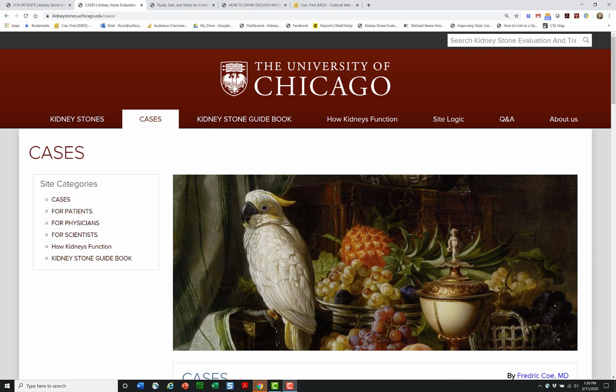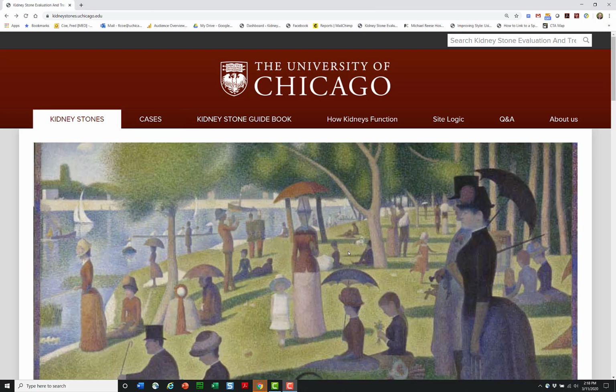I should note the cases are listed as part of the group of articles, so you can run into them here, or you can run into them browsing, or when you search for something.